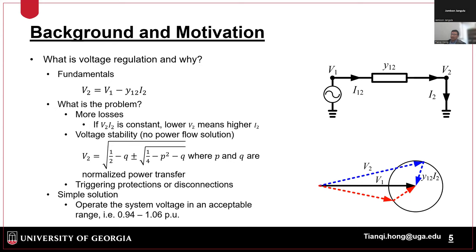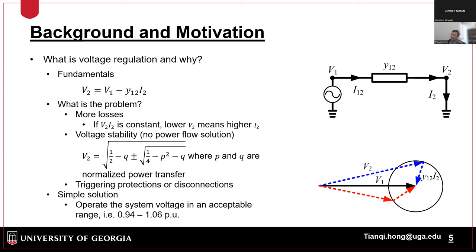As I mentioned before, the fundamental issue is Ohm's law. We have some voltage across the transmission lines, and the voltage induced on the lines may create more losses. For example, if the power absorbed at terminal 2 is constant, a lower voltage means higher current, and higher current means more losses across the transmission lines. It also introduces voltage stability issues. Sometimes if you draw very high active power from the source, you may not have a power flow solution, which means the system can collapse. It will also trigger protections or disconnect certain parts of your system from the host grid because of either higher or lower voltage compared with the planned value. The solution to this voltage problem is very simple. We just need to operate the system voltage within an acceptable range, for example, from 0.94 to 1.06.